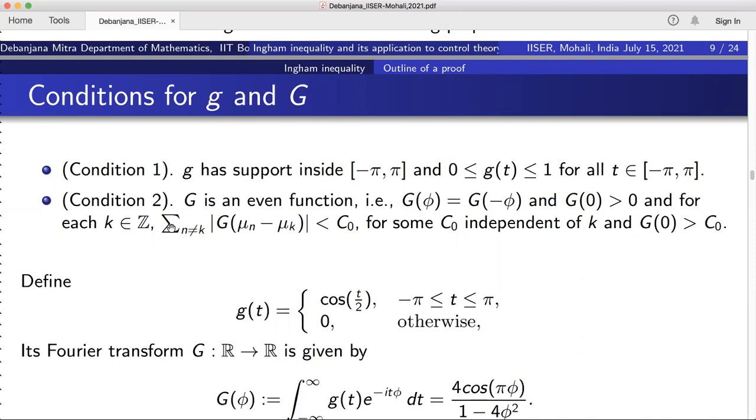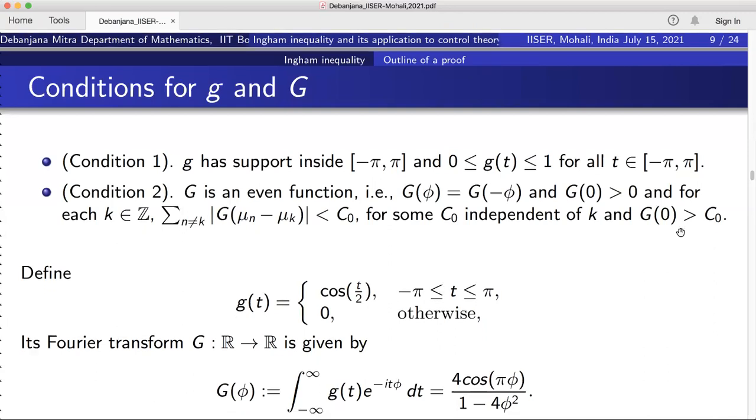And whatever I was telling in the second term, this summation has to be strictly less than some positive constant c naught, which is independent of k. Okay, it is uniform in k. And not only that, G0 is strictly greater than c naught. If we have all such properties, then we hope to get that lower bound as we required.